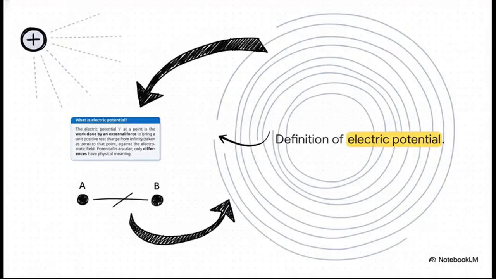Now, potential is what we call a scalar quantity, meaning it doesn't have a direction, it's literally just a number. And crucially, only the differences between 2 points actually have physical meaning. So when we talk about voltage or potential difference, we're really just measuring the mathematical difference in the scalar value between point A and point B.